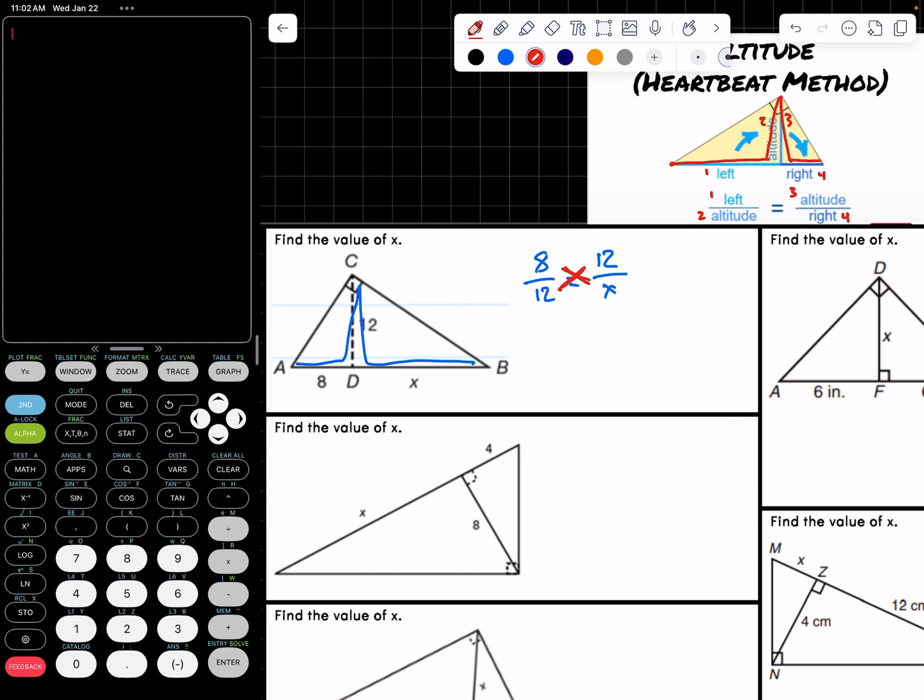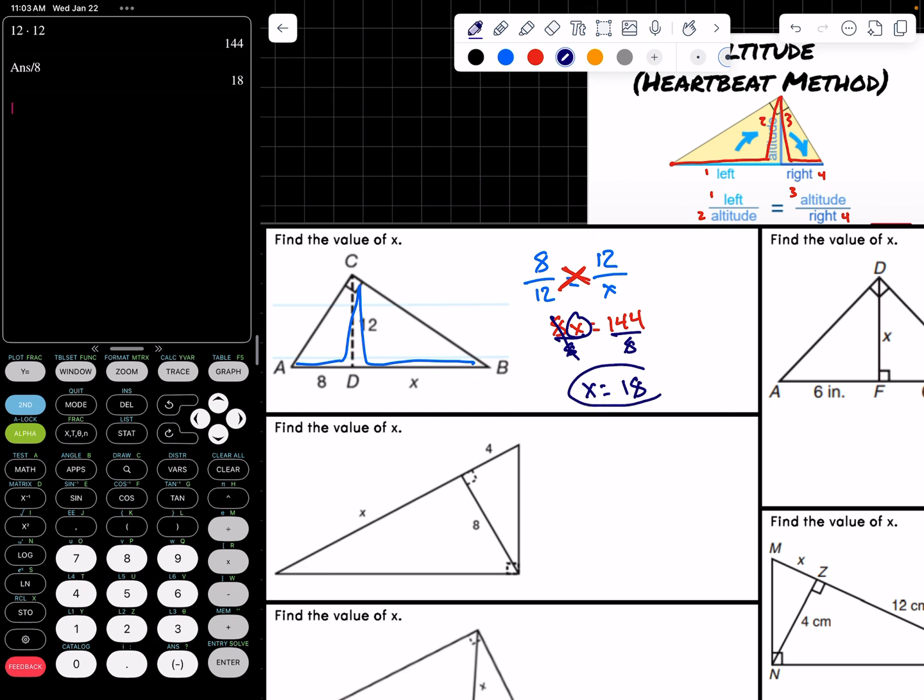And so essentially all we're going to do is cross multiply at this point. 8x equals, and I know that 12 times 12 is going to be 144. Once I have that, I can divide both sides by 8 to get x by itself. And x is going to equal 18.